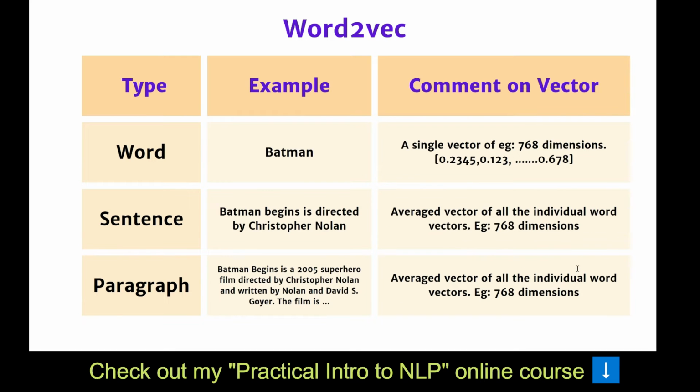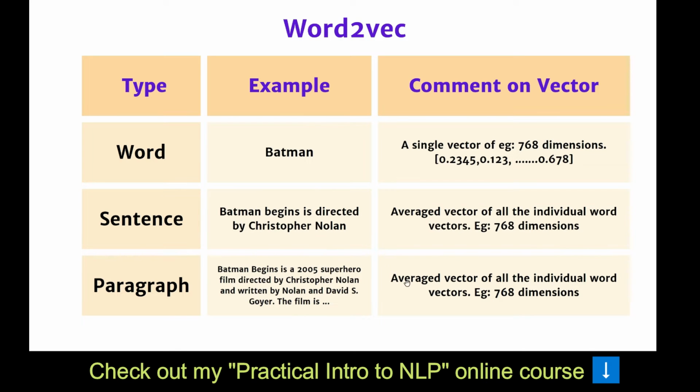So at the end of the day, remember that for TF-IDF, there was no vector for a word, there was just one single value. And for a sentence in TF-IDF, there was a sparse vector of very long length, and similarly for a paragraph.